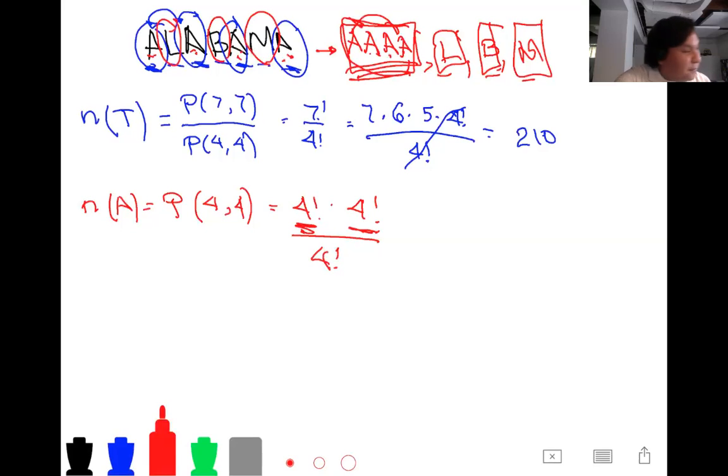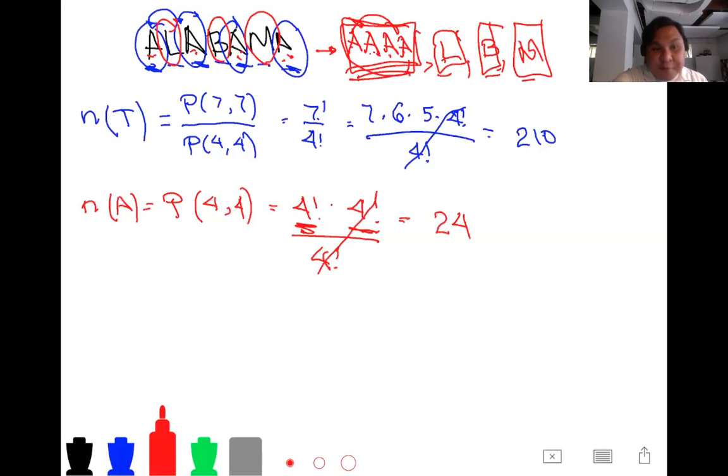Right? Because if you interchange the first and second A, would you be able to still recognize that it's a distinct arrangement as opposed to it was not rearranged? You would not. Okay? So therefore, this 4 factorial here cancels this 4 factorial here. So we are simply left to compute for 4 factorial. 4 factorial is simply 4 times 3 times 2 times 1, which is simply 24.